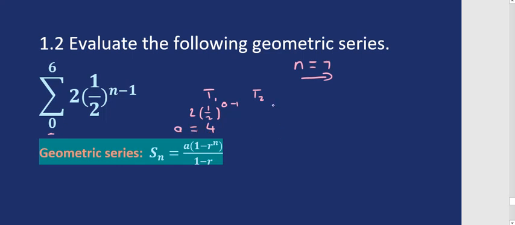Term 2 we don't even need to calculate for this one, because we already know that the part inside the bracket is R, the ratio, a half. So we know our A, the first term, is 4, we know our ratio is a half, and we know we've got 7 terms. Now we can evaluate the series.